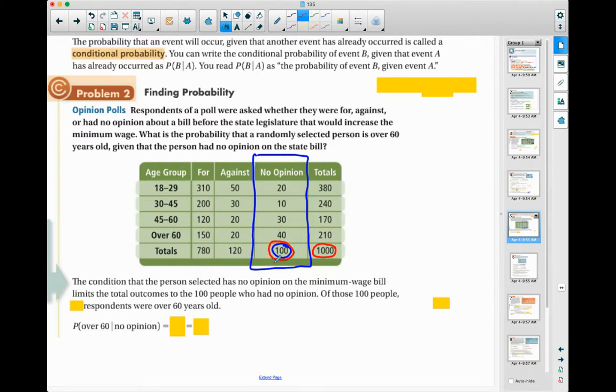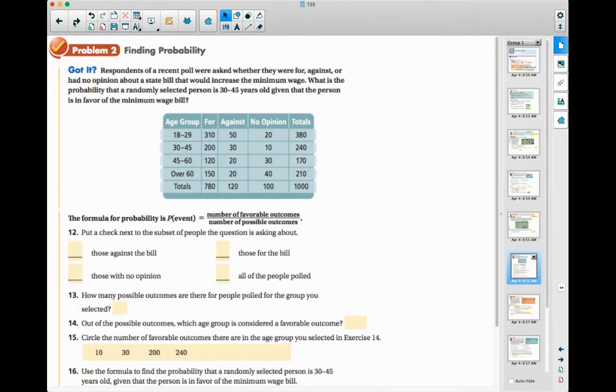Of those 100, how many of them were over 60? Well, if we look, that's going to be 40 total. So we have these 40 that were over 60. That means our probability, out of 100, there were 40 total. So that's going to give us 0.4, or 40%, of the people who didn't care about the bill are going to be over 60 years old. So what we're doing is shrinking the sample space. Go ahead and pause the video and try this one on your own.